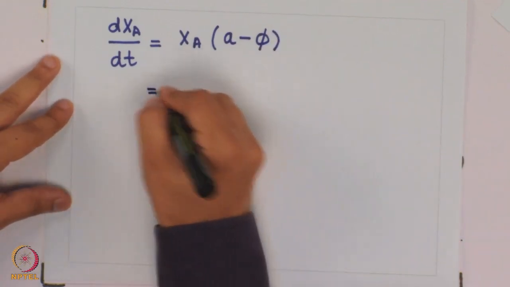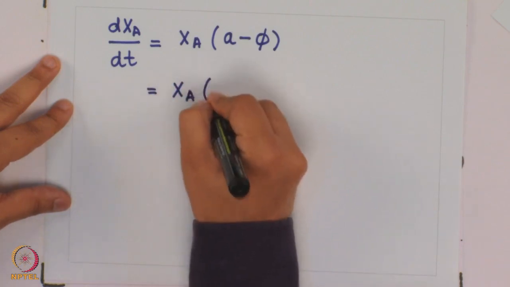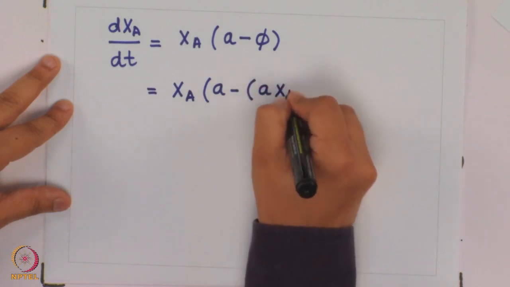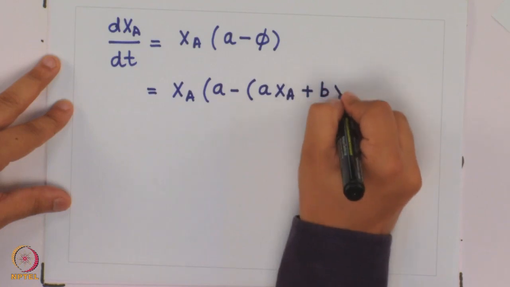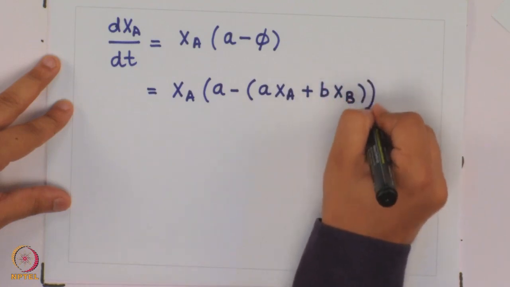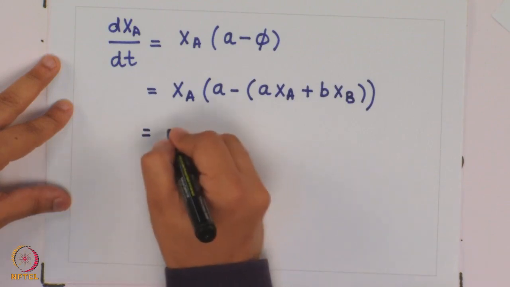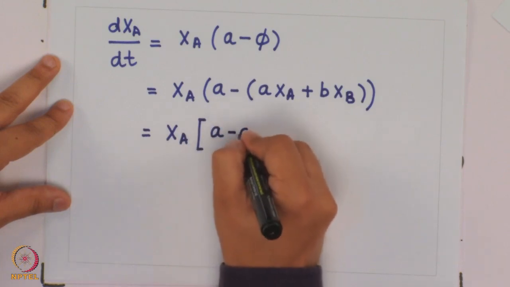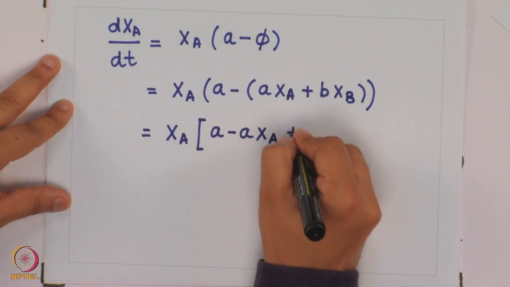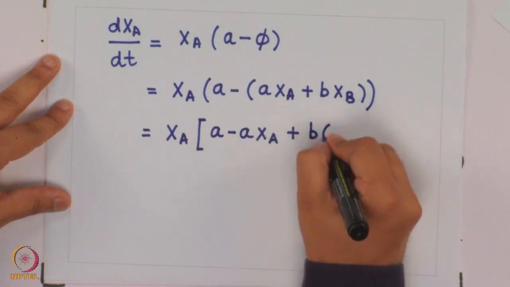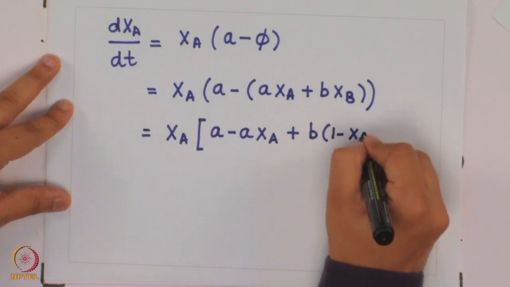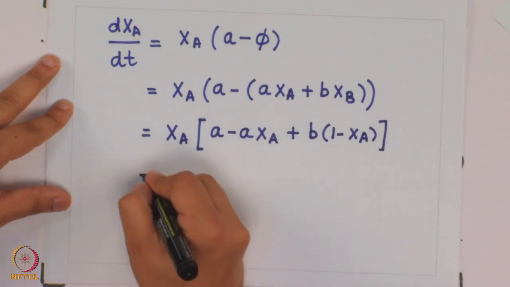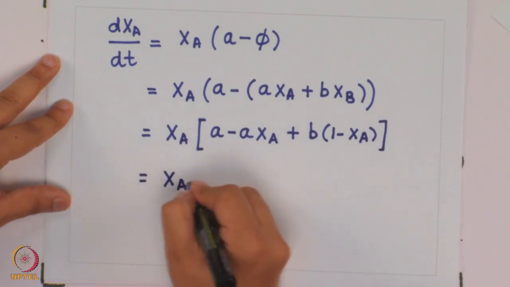Now phi we have already derived is xa times a minus a times xa plus b times xb, which can be rewritten as xa times a minus a xa plus b. I am going to write xb as 1 minus xa, because I know xa plus xb is equal to 1, hence this can be written like this, and I get this equation as xa.